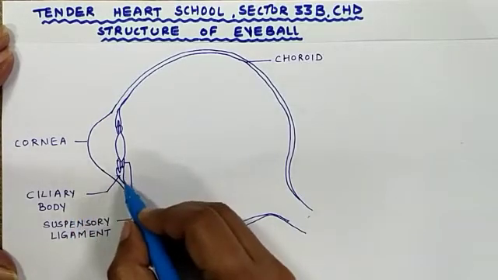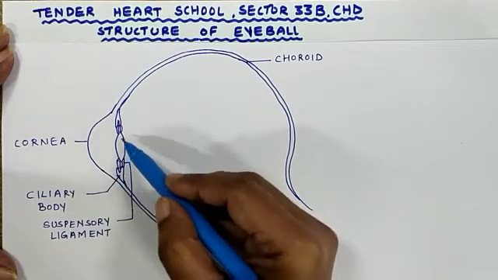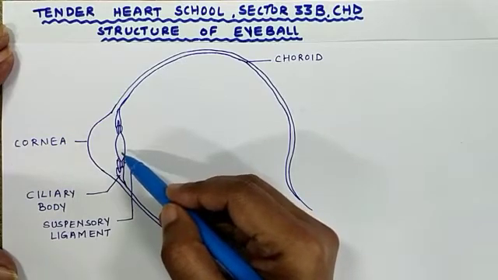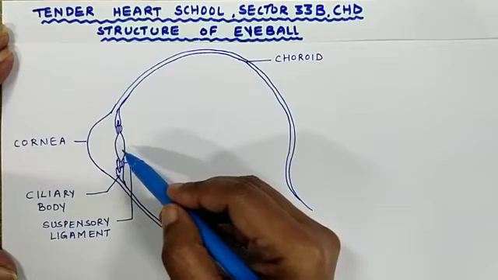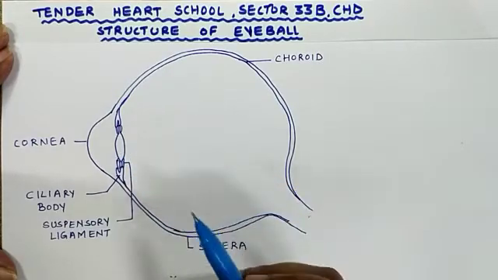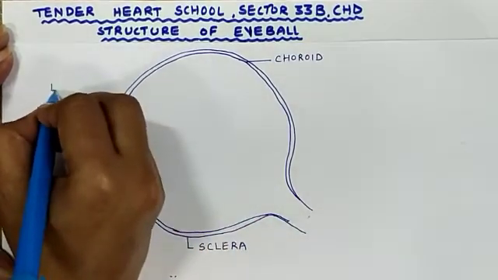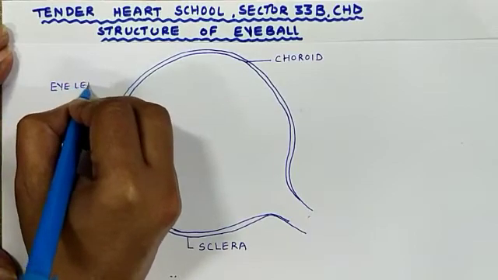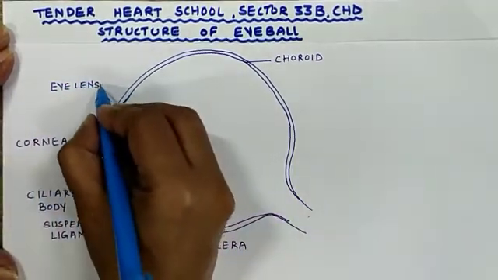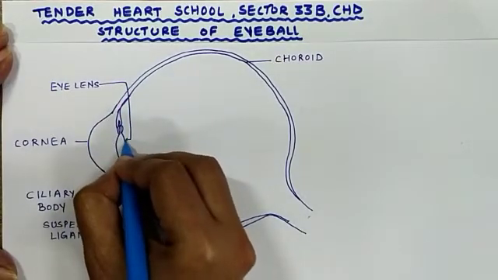Function of the ciliary body: ciliary body are basically the muscles. These muscles contract and relax, and hence they change the shape of the eye lens. We have to keep changing the shape of the eye lens to see nearby and far off things with equal clarity. So this is your eye lens. Let us label this also. Here we have the eye lens.